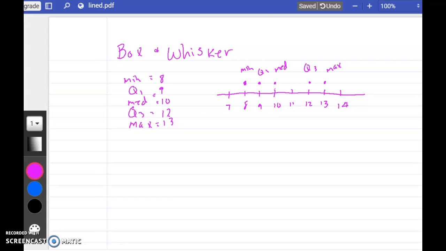So to build the box and whisker, we come in from the ends, the max and min. We build a box. Oops, I have to fix that. And then a line through the median. And that's it for the box and whisker plot.